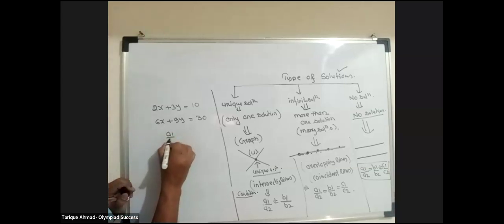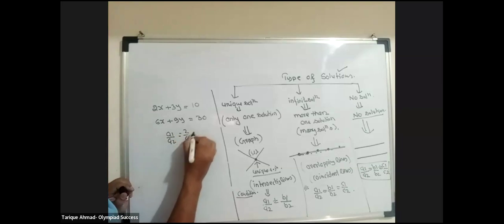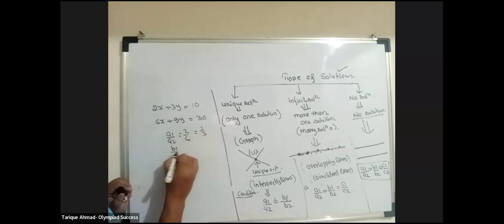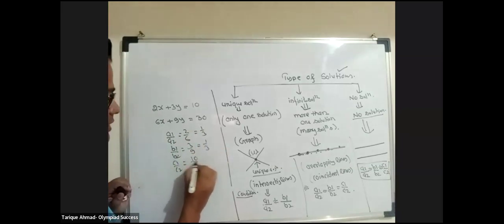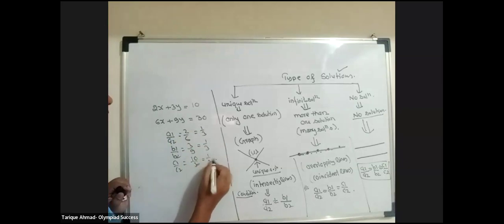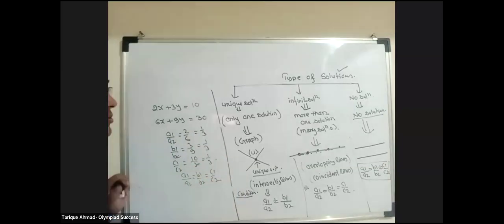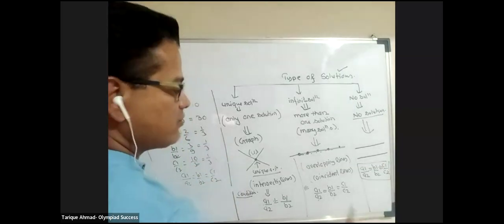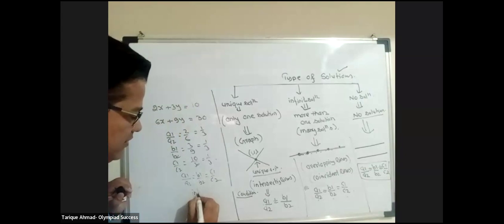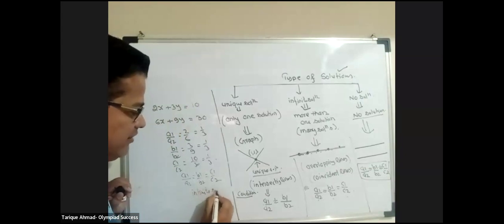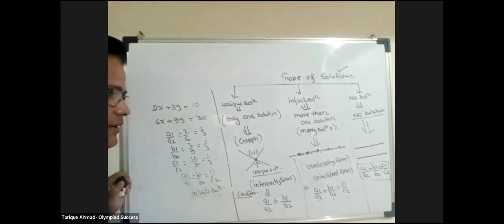So a1 by a2 is 2 by 6, 1 by 3. b1 by b2 is 3 by 9, 1 by 3. c1 by c2 is 10 by 30, 1 by 3. So a1 by a2 equals b1 by b2 equals c1 by c2. All three ratios are equal. So this system of equations has infinite solutions.